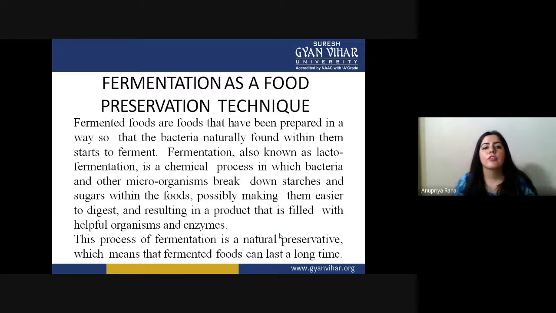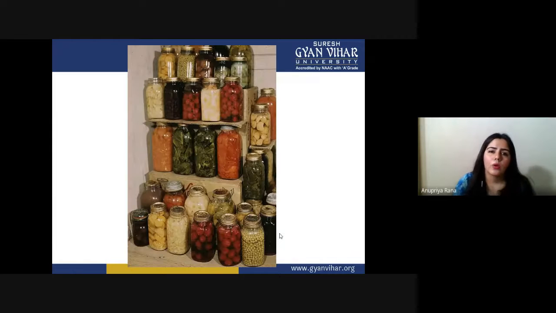Next, you can see here fermentation as a food preservation technique. Fermented foods are foods that have been prepared in a way so that the bacteria naturally found within them start to ferment. So fermentation, also known as lactofermentation, is a chemical process in which bacteria and other microorganisms break down starch and sugar within the food, possibly making it easier to digest and resulting in a product that is filled with helpful organisms and enzymes. So basically, in this case, we can preserve our food for longer, like in pickles or sauces. A slow fermentation process happens for storing our food for so long. You can see they can be stored in this way.